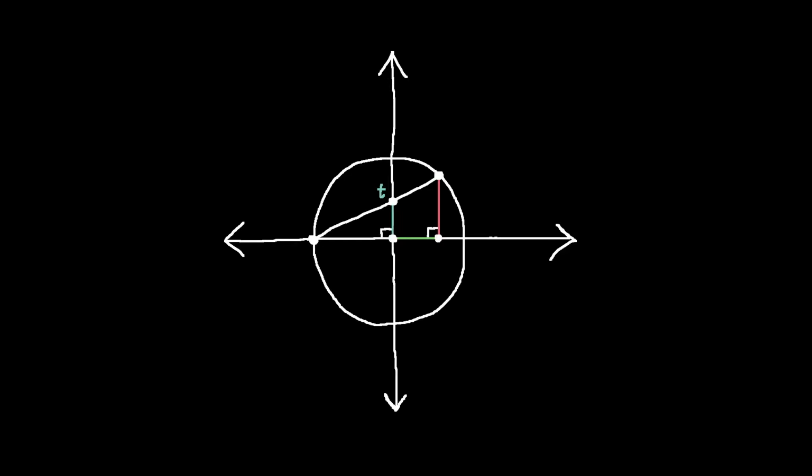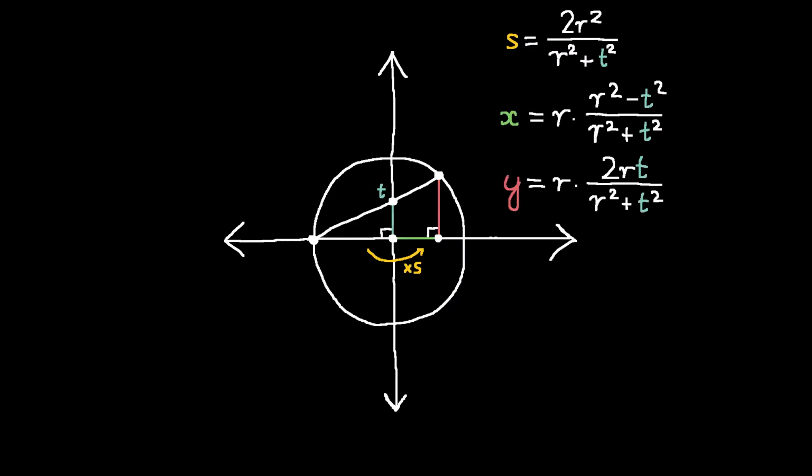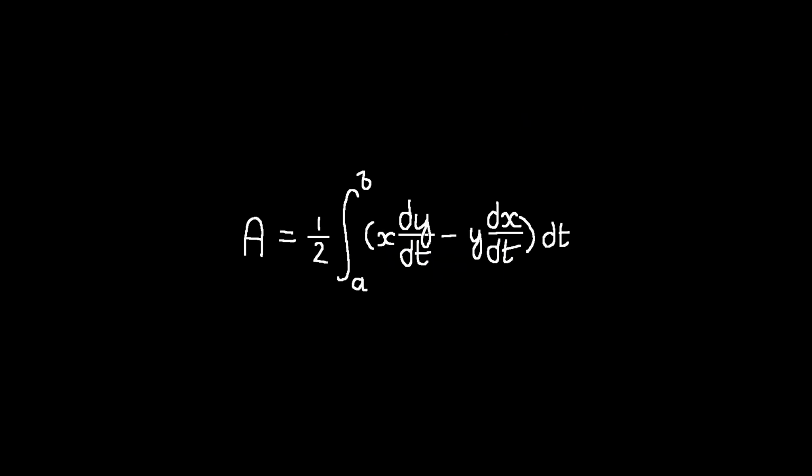can exploit the similarity between this triangle and this triangle, where the scaling factor from the smaller to the larger is 2r squared over r squared plus t squared, to conclude that we can parameterize the circle using these equations. We will use this parametrization in the formula we just derived to find the area of the circle.